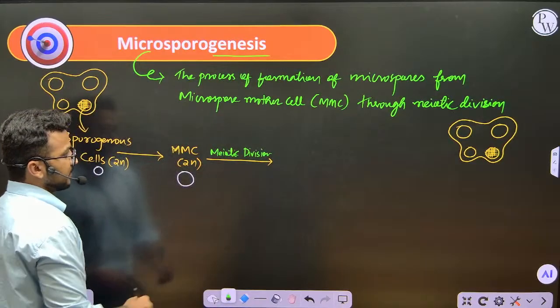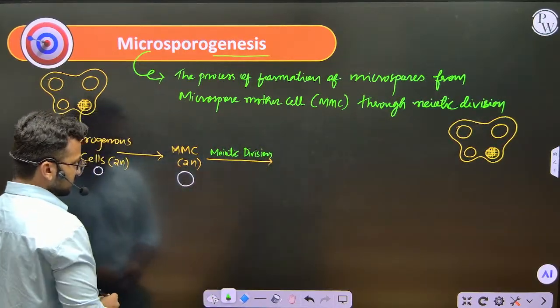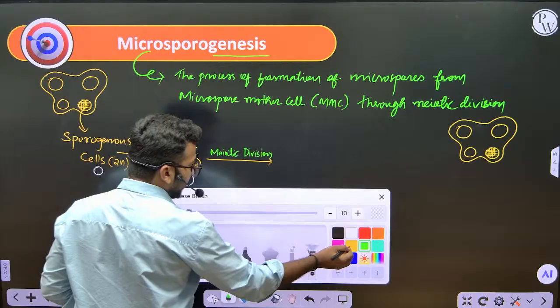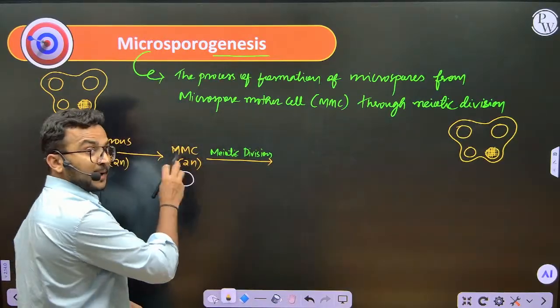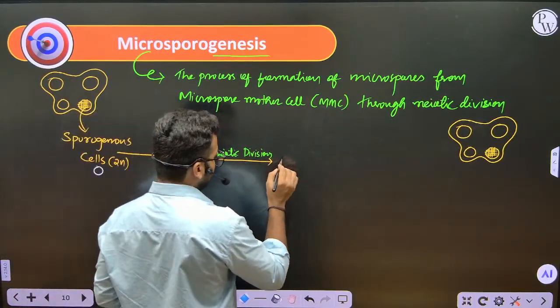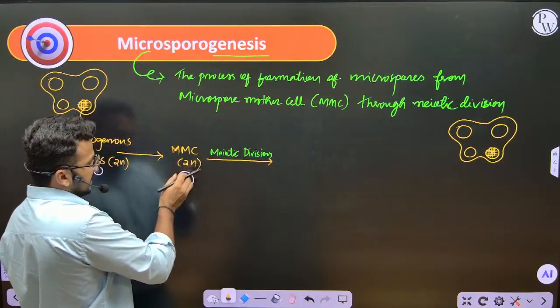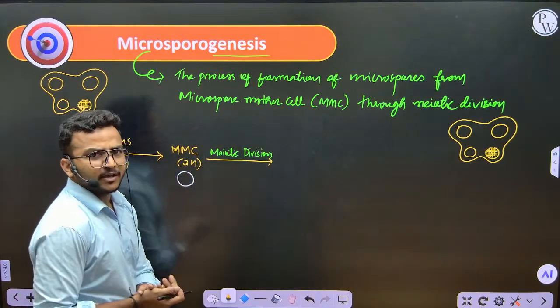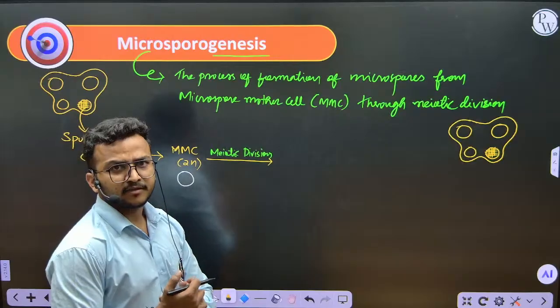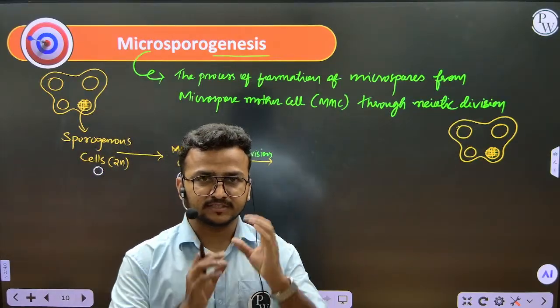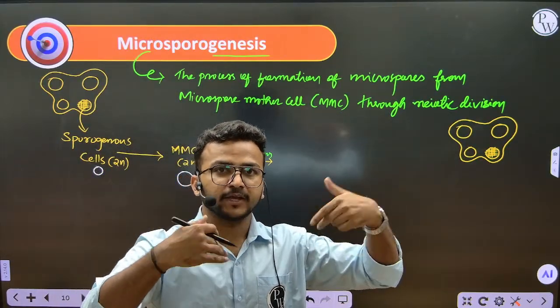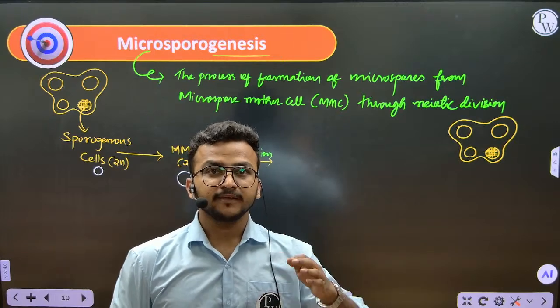So it will show meiotic division there. When it shows meiotic division, these microspore mother cells also, they know. So one cell is there. If it is undergoing meiosis, how many cells we will get?